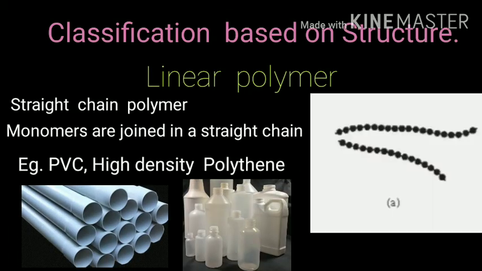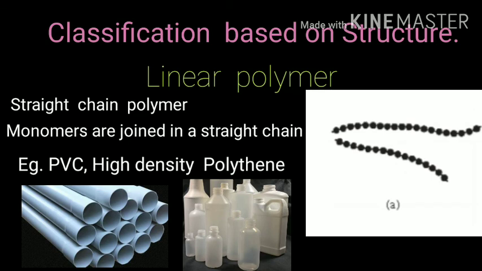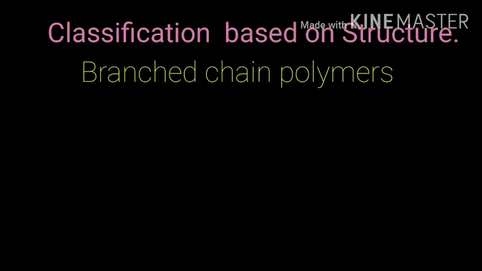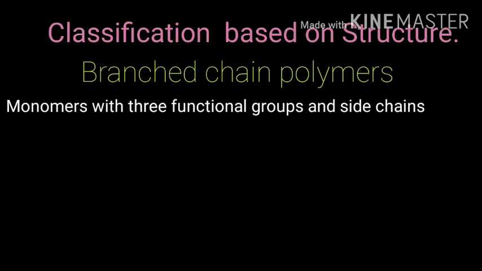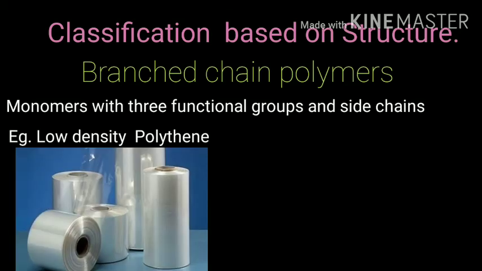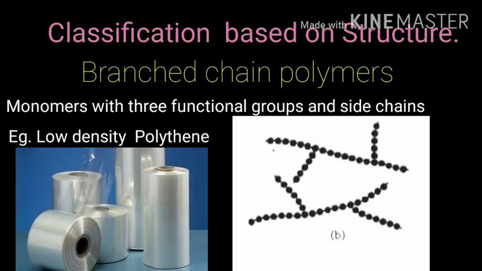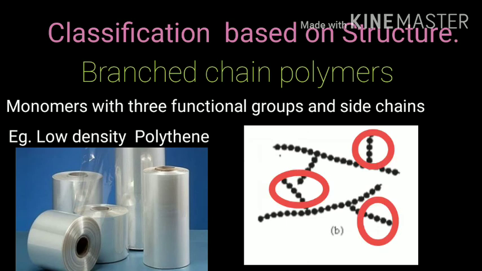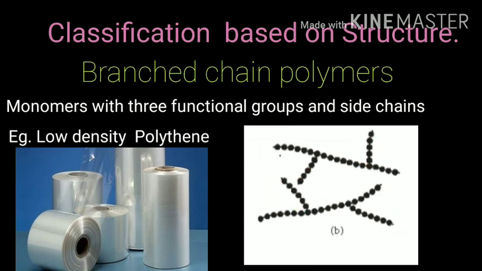This is a picture of a linear polymer. You can see that the monomers are arranged in a straight line. Each dot here stands for a monomer. Next is branched chain polymers. If a monomer has three functional groups or side chains, then it gives rise to branched chain polymers. Example is low density polythene. If you observe this picture, you can see that there is a branch on the sideways. So there is a division that is observed in branched chain polymers.